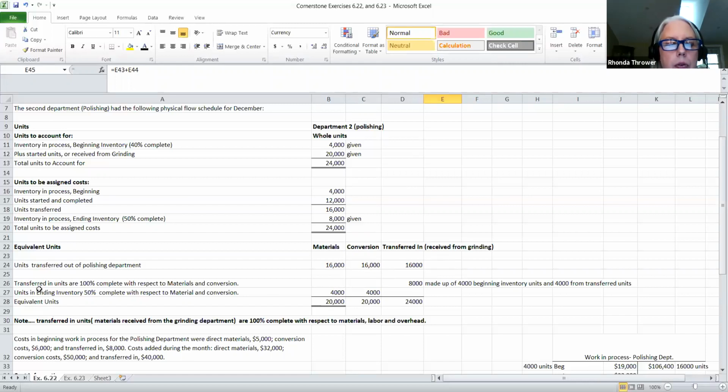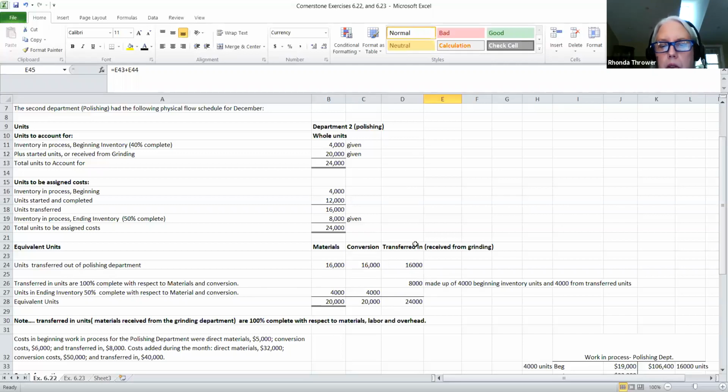What we have transferred in units in ending inventory is the next step. When you're calculating weighted average, you start by calculating the equivalent units for the units that are transferred out, and then you work on the ending inventory units. What we transferred in units are 100% complete with respect to materials and conversion.